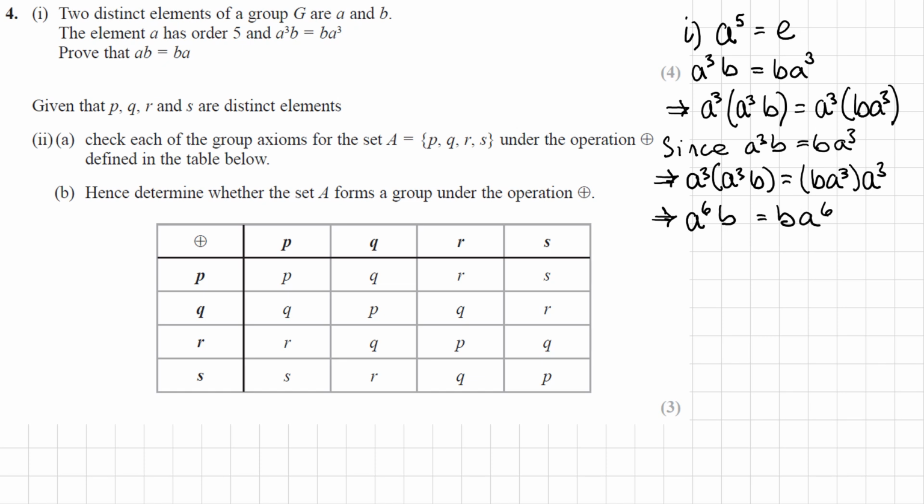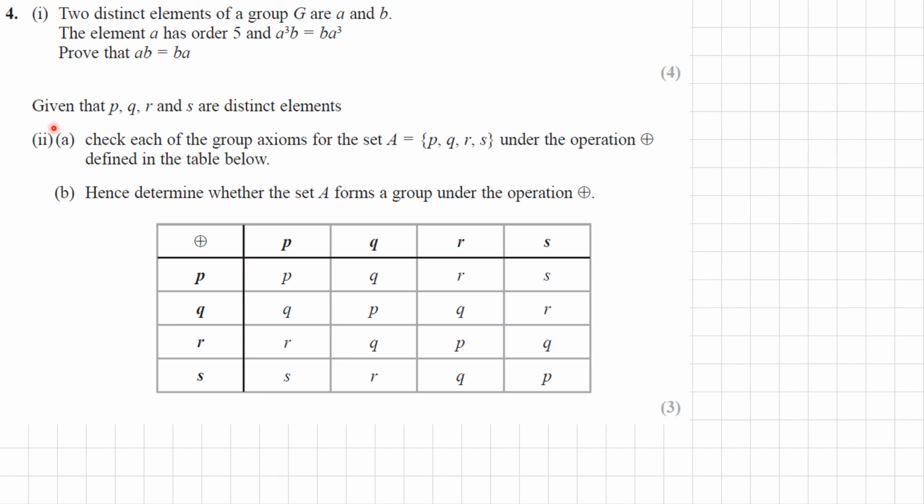Now you'll probably see at this point why I chose to multiply by A cubed, because I wanted this A to the power 6, because this is like A to the power 5 times A, and A to the power 5 is the identity, so that just leaves AB. And then the same on the other side, BA to the power 6, A to the power 5 times A, so that's the identity times A, which just leaves A. So we prove that statement as required.